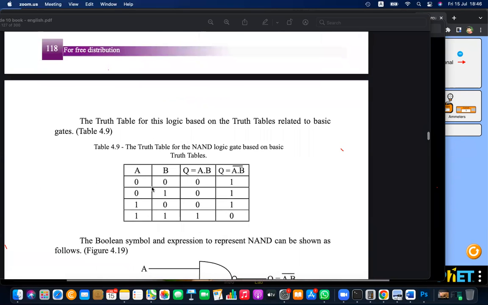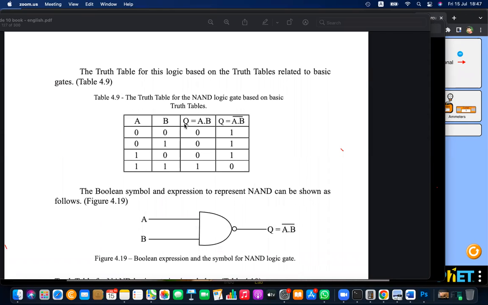See here, right? In the NAND gate, AND happens and then NOT. The truth table is like this. First it will AND. You can see A and B, 0 0 0 1 1 0 1 1. So A and B will be inverted. Right, here first A and B, and then NOT.